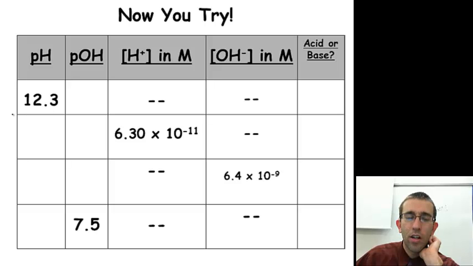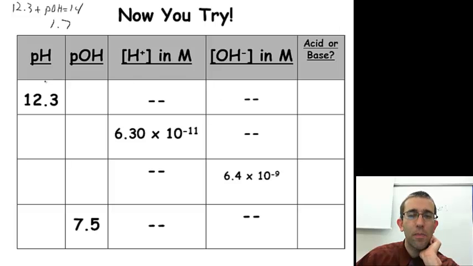Well, remember, pH plus pOH equals 14. So we got 12.3 plus pOH is equal to 14. Subtract that over and you should get, oops, I just put in the wrong one. Alright, you should get a lovely number of 1.7.